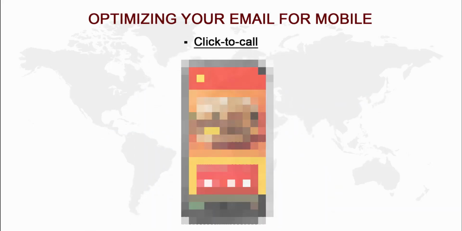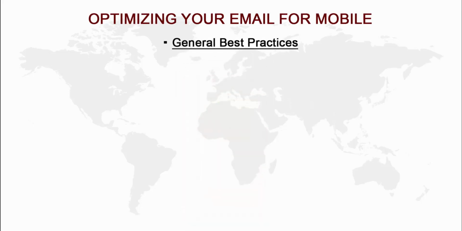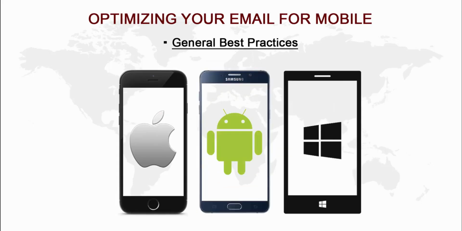Then click to call. It means that if possible, it should have a call button. If a particular user wants to access or call you, he can do it directly. Then the other best practices: if you're preparing an application, it should open on your Windows phone, Android phone and iOS, because these are the three platforms where smartphone users are accessing the mobile internet.